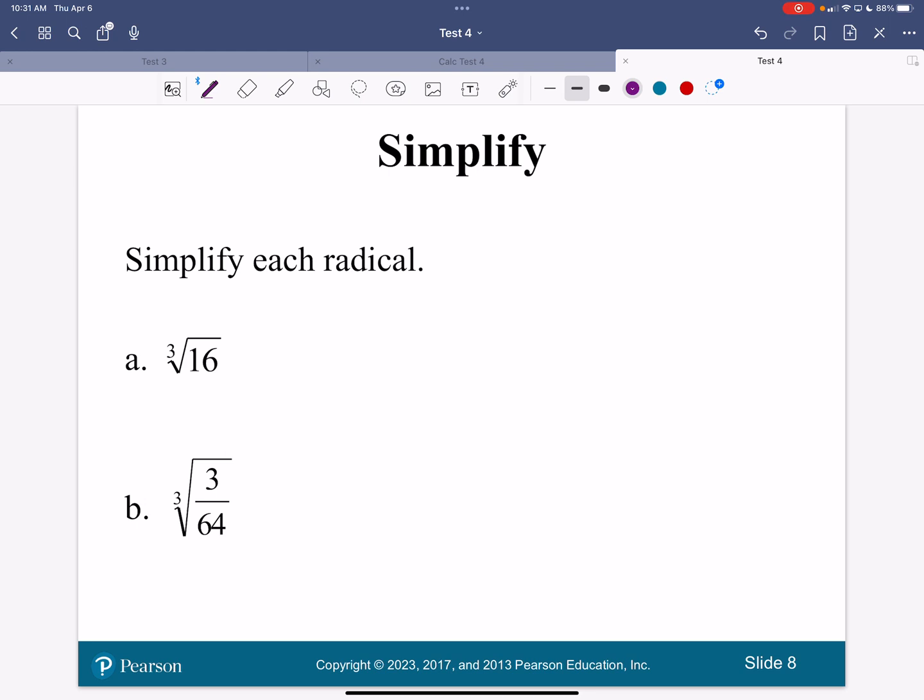So I've got my 16. Off to the side, I'm going to break it down to 4 times 4. And that's a perfect square, but it is not a perfect cube. So now we'll go ahead and break 4 down to 2 and 2. So those are my primes. I'm going to rewrite this as the cube root of 2 times 2 times 2 times 2.